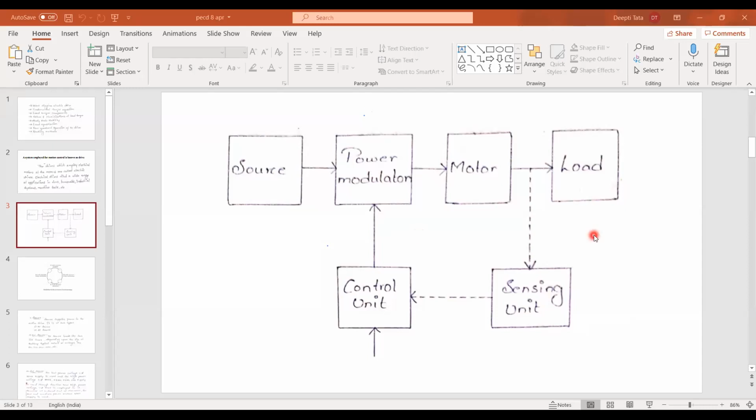That means just listen here. Simply, the load which is connected here is nothing but a drive. So you can replace this load with a drive. Why? Because for this motor we are going to connect a drive. Is it right?